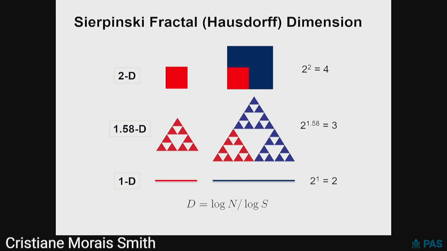You are in 1D. You start with the red square. Scale the dimension in the x and y directions by 2. How many of the red ones you need to cover the blue square? The answer is 4. You are in 2D. Start with the Sierpinski triangle in red. Scale it by 2 in the 2 directions. How many do you need to cover the new one? Only 3. So log 3 divided by log 2 gives you 1.58.